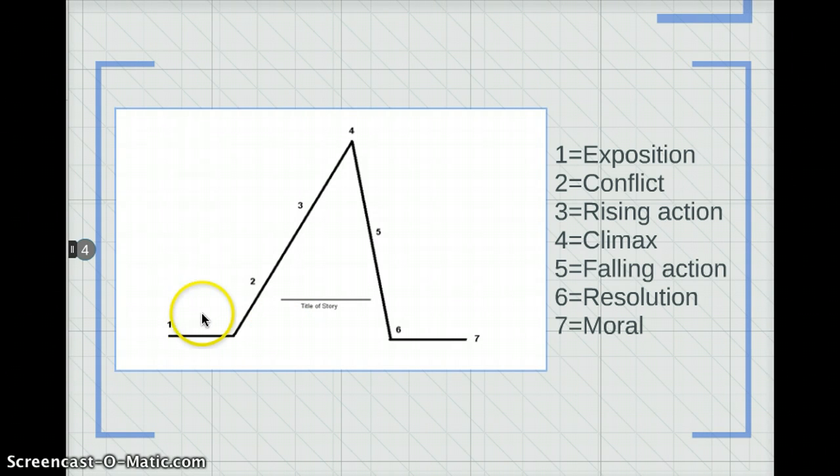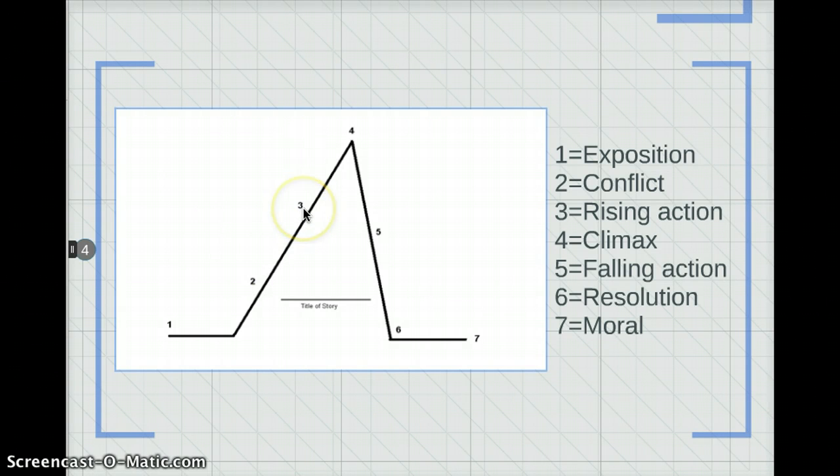So at the start of a story, at the very beginning, right here you get what's called the exposition. The exposition is where you learn the setting, okay? You learn a little bit about the characters, you learn their history, you learn their backstory. If there's anything that you need to know about the characters, this is where you learn it, okay? Exposition. Then we move up to number two. Number two is your conflict. This is where the struggle is introduced. We find out as the reader what's going to happen in the story that's an issue for the character, okay?